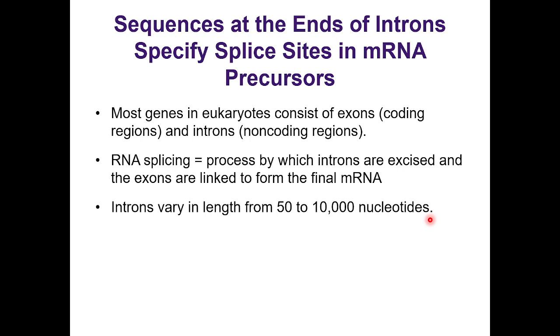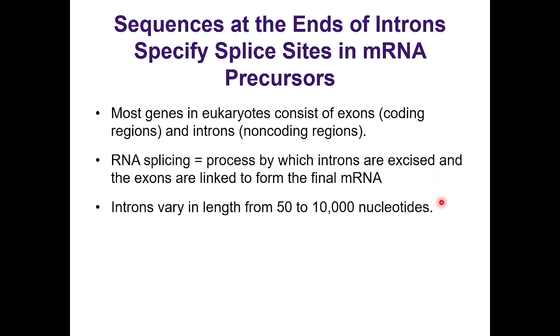Most genes in the eukaryotes are going to consist of your exons. Again, those are going to be your expressed or coding regions, and introns, which are going to be the non-coding regions. The RNA splicing is going to be a process through which the introns are excised and the exons are linked. This will form your final mRNA. Your introns can vary in length from 50 to 10,000 nucleotides. They can be exceptionally long. You can have fragments of a functional protein and enzyme which are separated by 10,000-length fragments. And so you just end up cutting all that away.